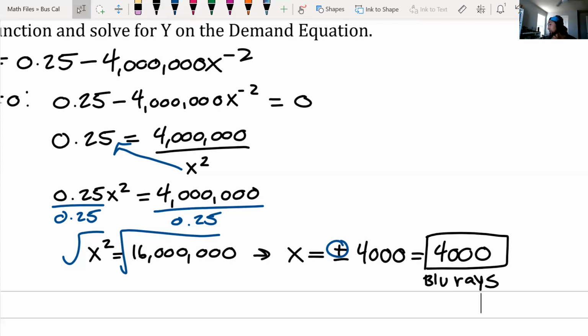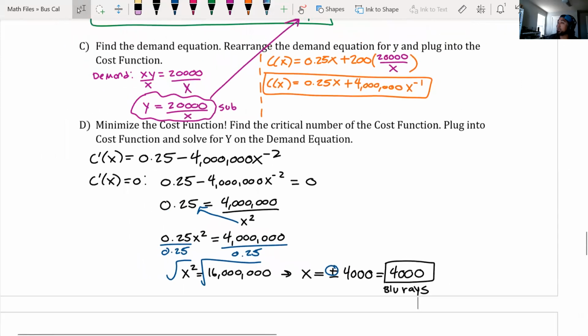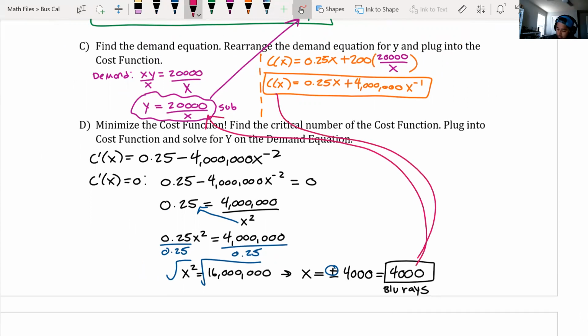Okay. So now all we have to do is take this value of x and plug it into the y substitution to solve for y, and then plug it into the cost function for x. This will give us the minimum cost, and it will give us the number of production runs. All right, so let's do this.